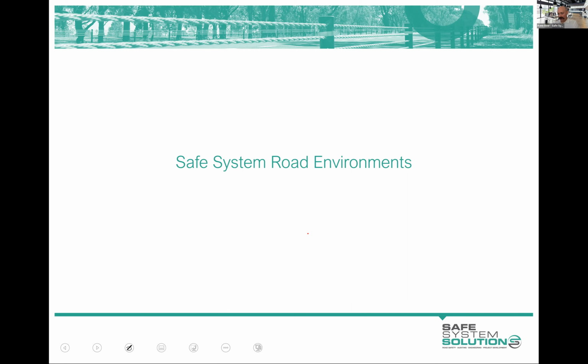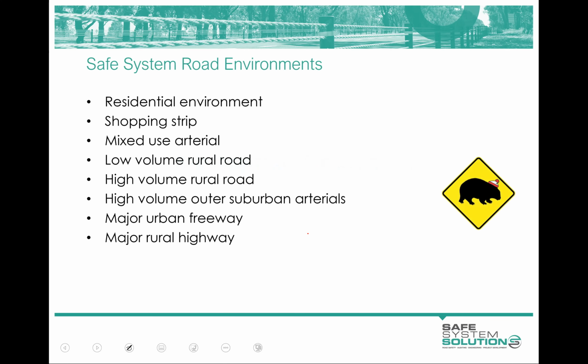I've just got a few last things to cover, which I want to just talk about these different road environments and what aligns well or doesn't align well with safe system principles. From residential environments, shopping strips, mixed-use arterials, low and high volume rural roads, outer suburban roads, freeways, and highways and the like. As I mentioned at the start, the reason I want to do this is because you will be asked to undertake safe system assessments on a variety of things, hopefully, and you'll be out there doing it.